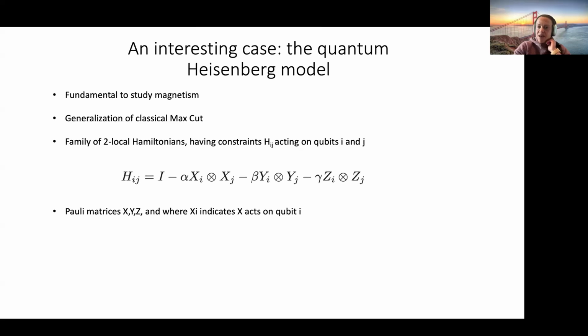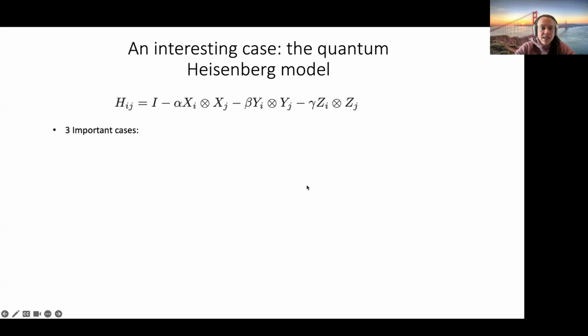Alpha, beta, and gamma are just parameters that we will tweak to define different problems. I is the identity, and X_i indicates that X acts on qubit i. So that's what this means. So here's the term. There are three cases that I'm going to talk about, and they're important.